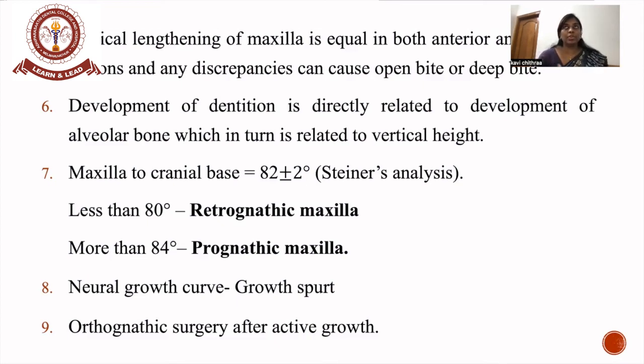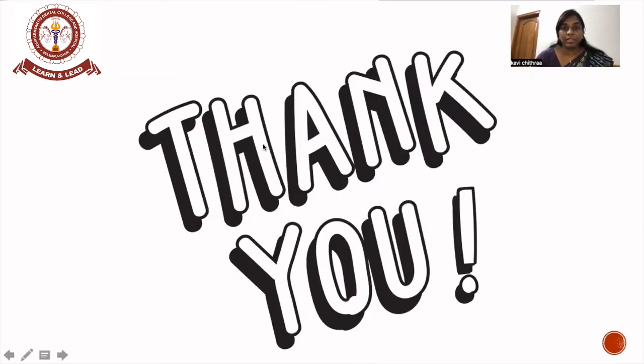As you all know, I've already mentioned before, the body of the maxilla follows the general growth curve, but in general it follows more of the neural growth curve. So we have to utilize this growth spurt to induce growth in the maxilla, for example, giving them a headgear or a face mask. And finally, orthognathic surgery has to be done only after active growth of the maxilla is complete. Okay, so thank you.